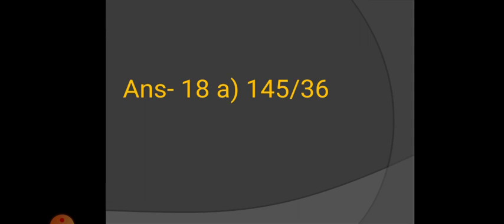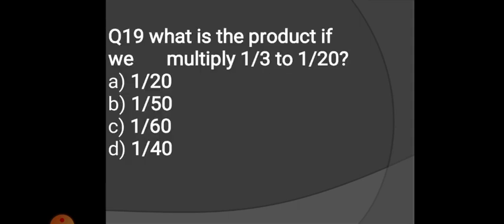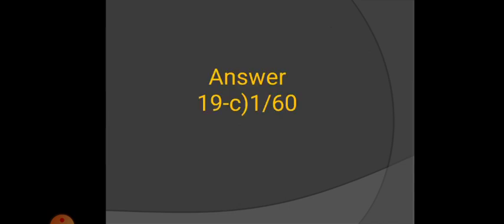Now let's check question number 19. What is the product if we multiply 1 upon 3 to 1 upon 20? Now options are A 1 upon 20, B 1 upon 50, C 1 upon 60, D 1 upon 40. Now let's check what is the answer of this question. Option C 1 upon 60 is the answer of question number 19.